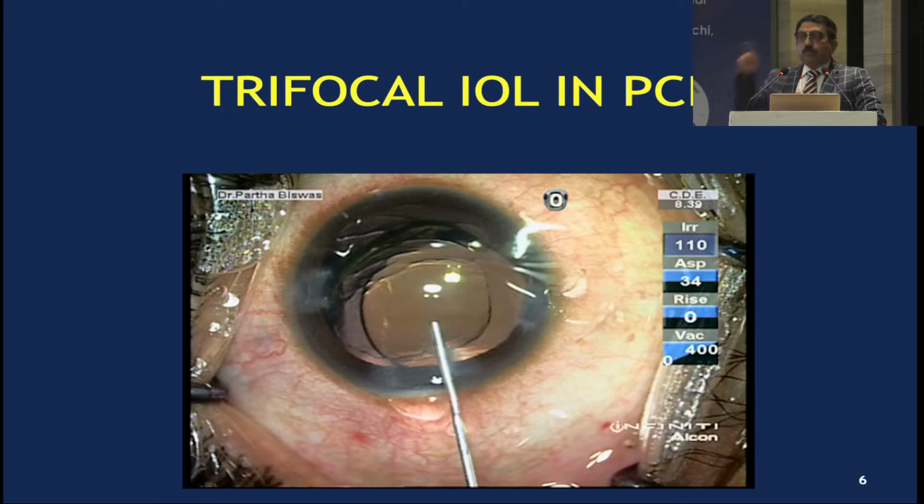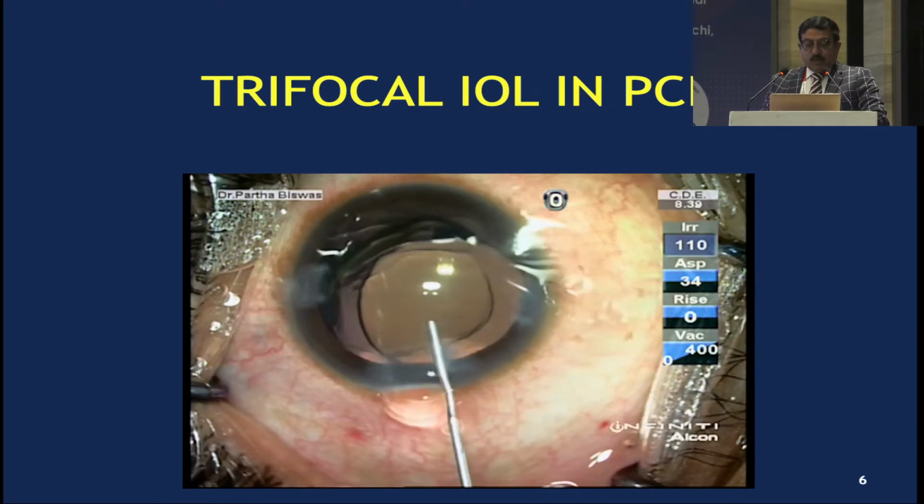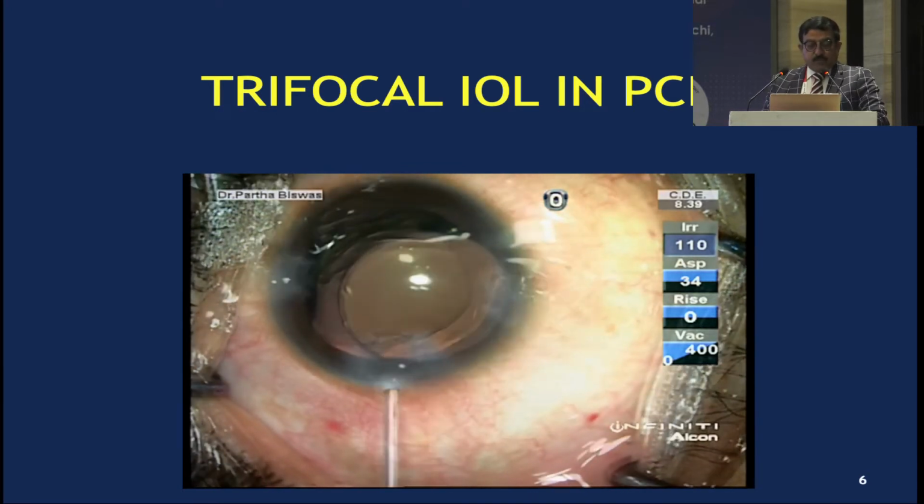You will have to counsel this patient, whether you put a trifocal in a PCR or whether you do not put a trifocal in a PCR and you have placed a single piece. Counseling is most important, and that's post-operative counseling and needs to be done. Now let's go on and see how it is to be done here.